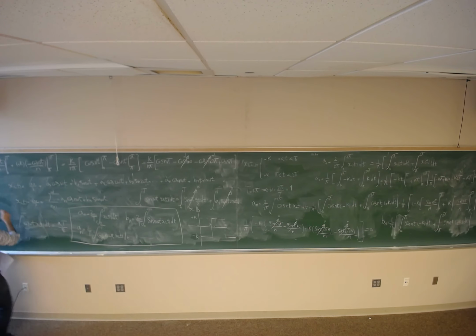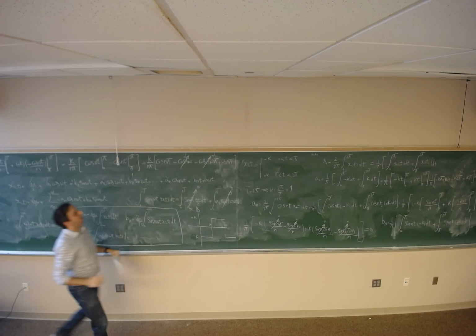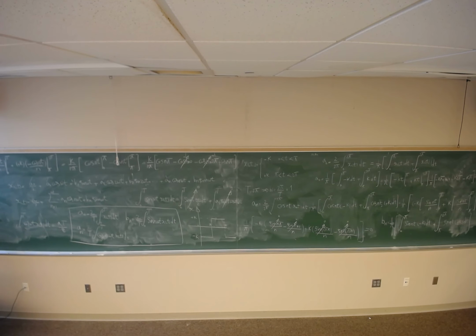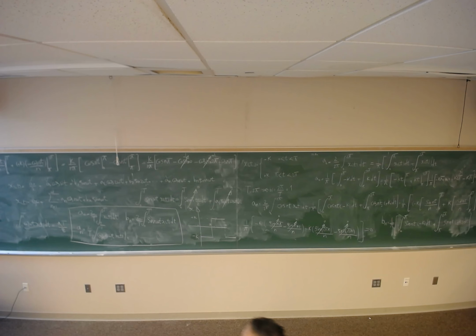So if I rewrite this again, k over n pi, this cosine of n pi plus cosine of n pi, I will get 2 cosine of n pi, minus 2. Now, if n is 1, what would be the value?